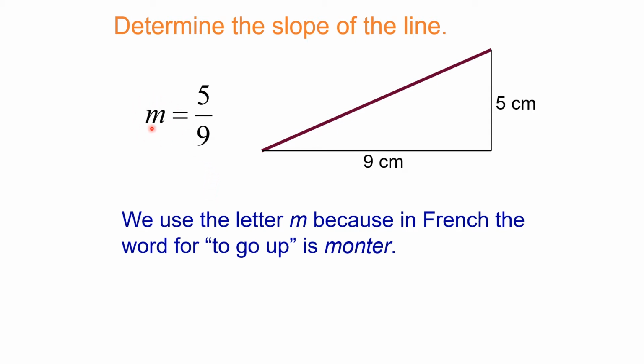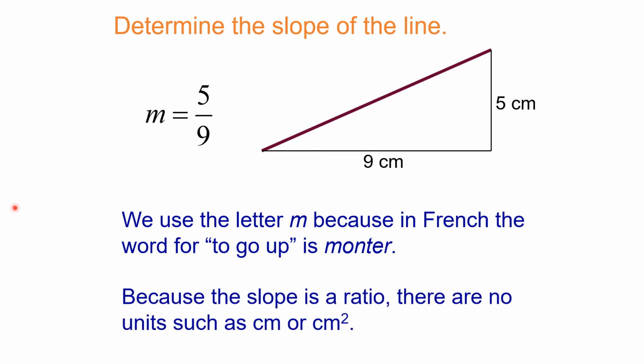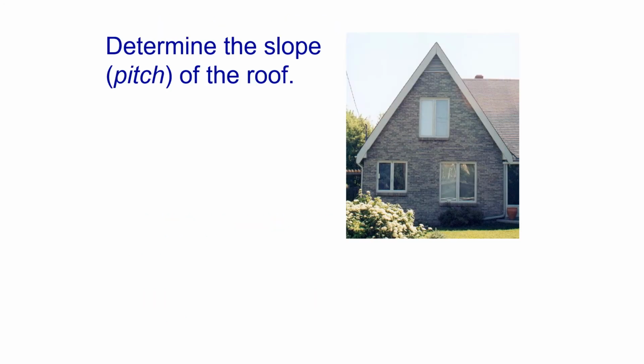Remember our friend René Descartes in the Cartesian plane. He was French, and so that's why we have incorporated this M for slope. So instead of S being the short form for slope, we use M. Because the slope is a ratio, in these questions we're just talking about a ratio between the two sides. There are no units such as centimeters or centimeters squared, but we will get to an explanation of that later.